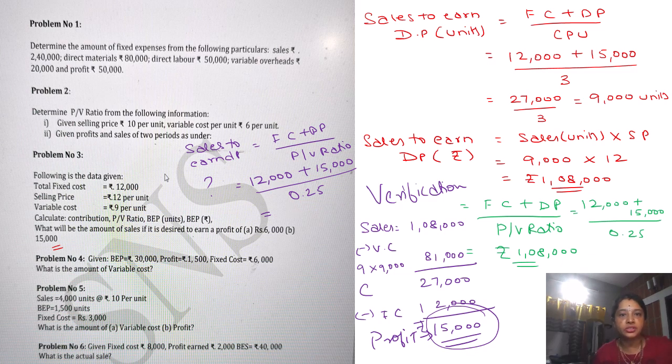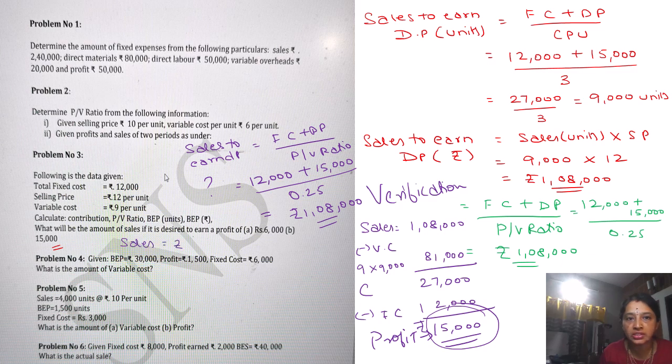I'm sorry, I just found out sales only. I had to find out the other way around. Supposing you know sales, you have to find out the desired profit. Now you found out 1,08,000 is the sales. Supposing they have given sales is 1,08,000.